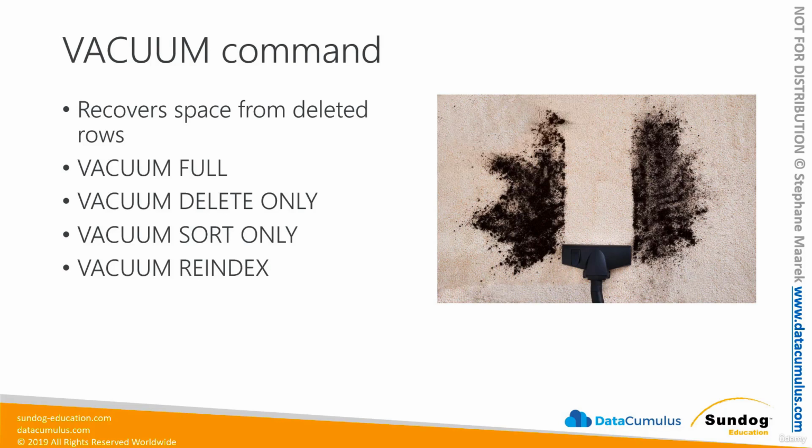There is also vacuum delete only, which is the same as a full vacuum, except that it skips the sorting part. So it's just reclaiming deleted row space and not actually trying to resort it. You can also do a vacuum sort only, which will resort the table but not reclaim disk space. And finally, there's vacuum reindex. That's used for reinitializing interleaved indexes. Remember, we talked about the different sort keys you can have, one of them being interleaved. So reindex will reanalyze the distribution of the values in the table's sort key columns and then perform a full vacuum operation after that.